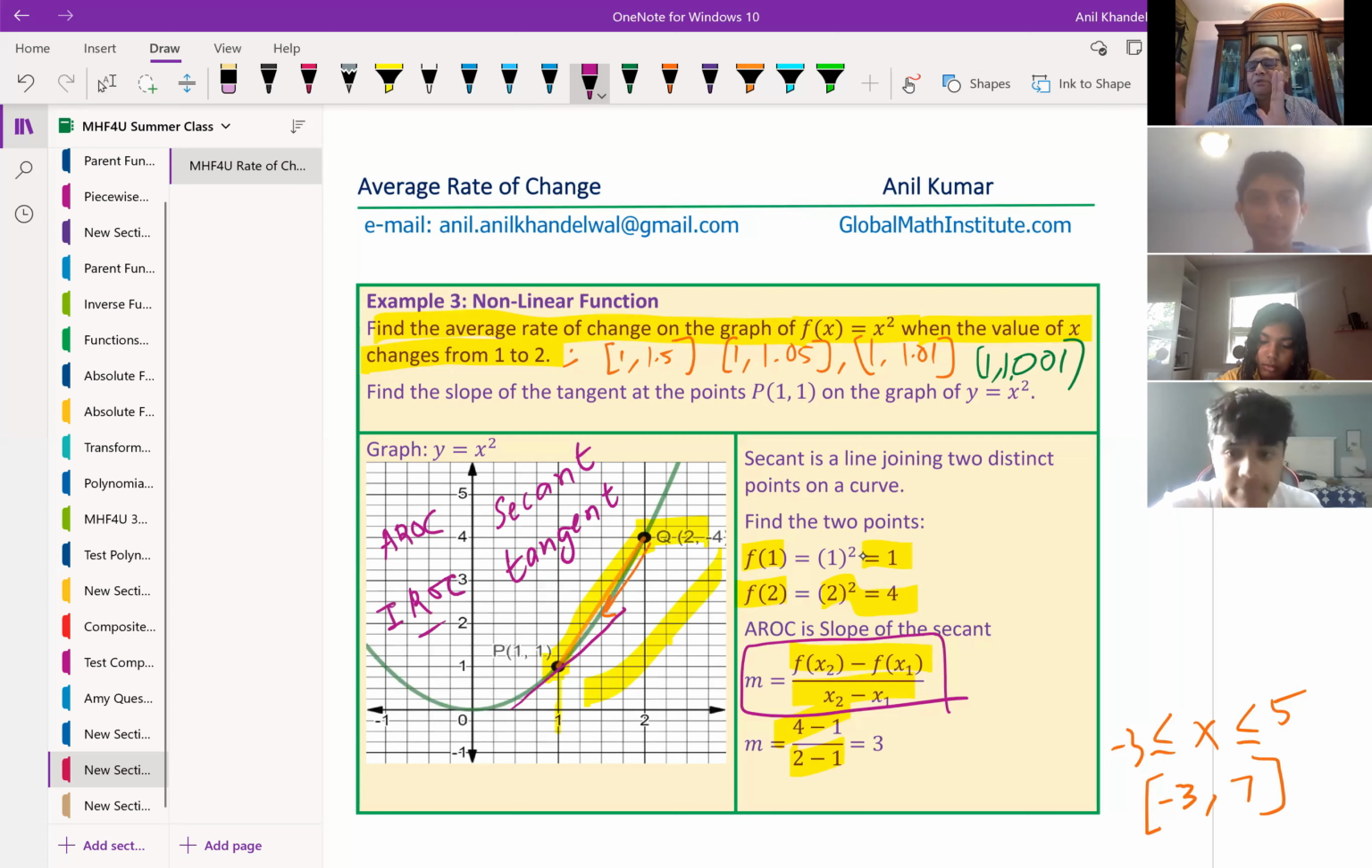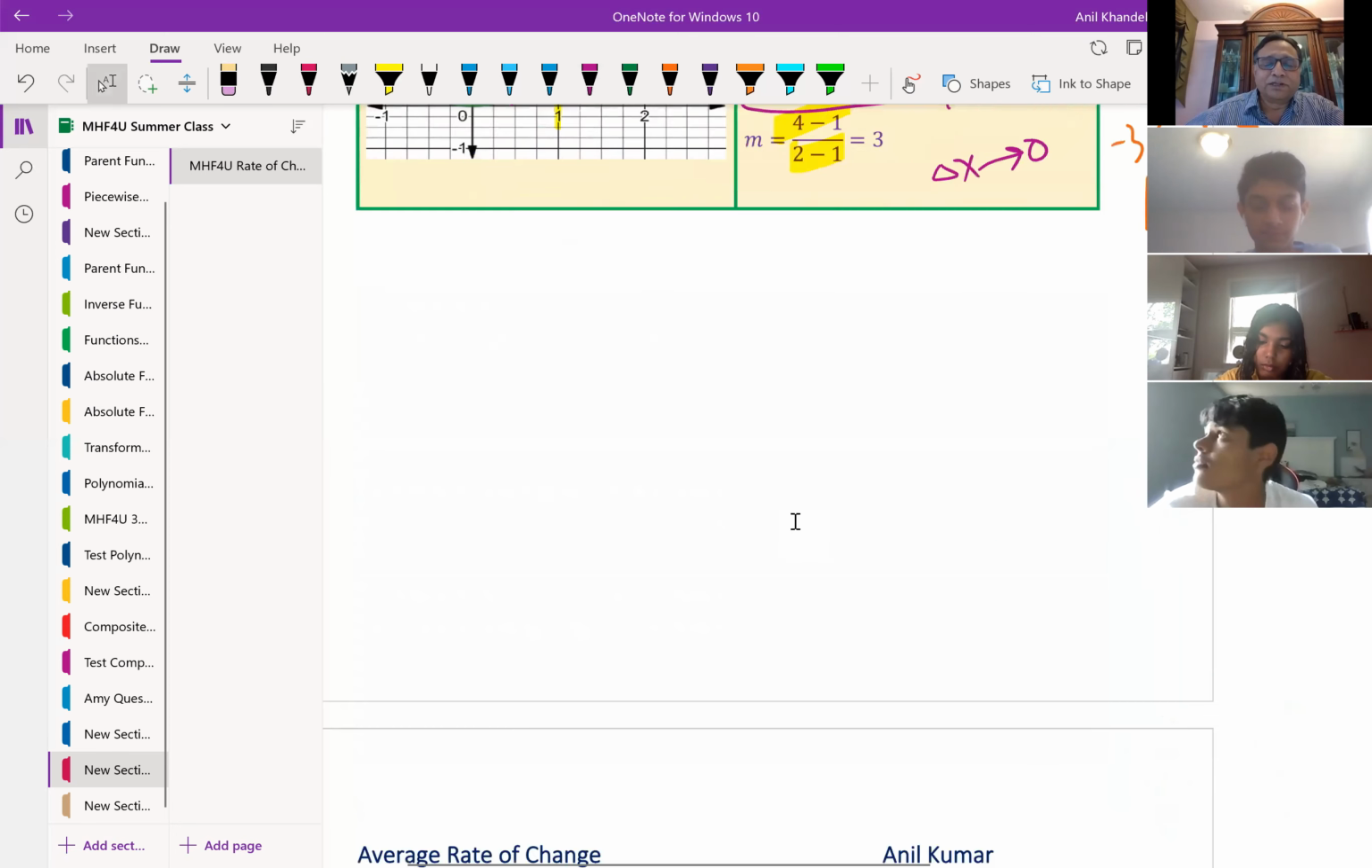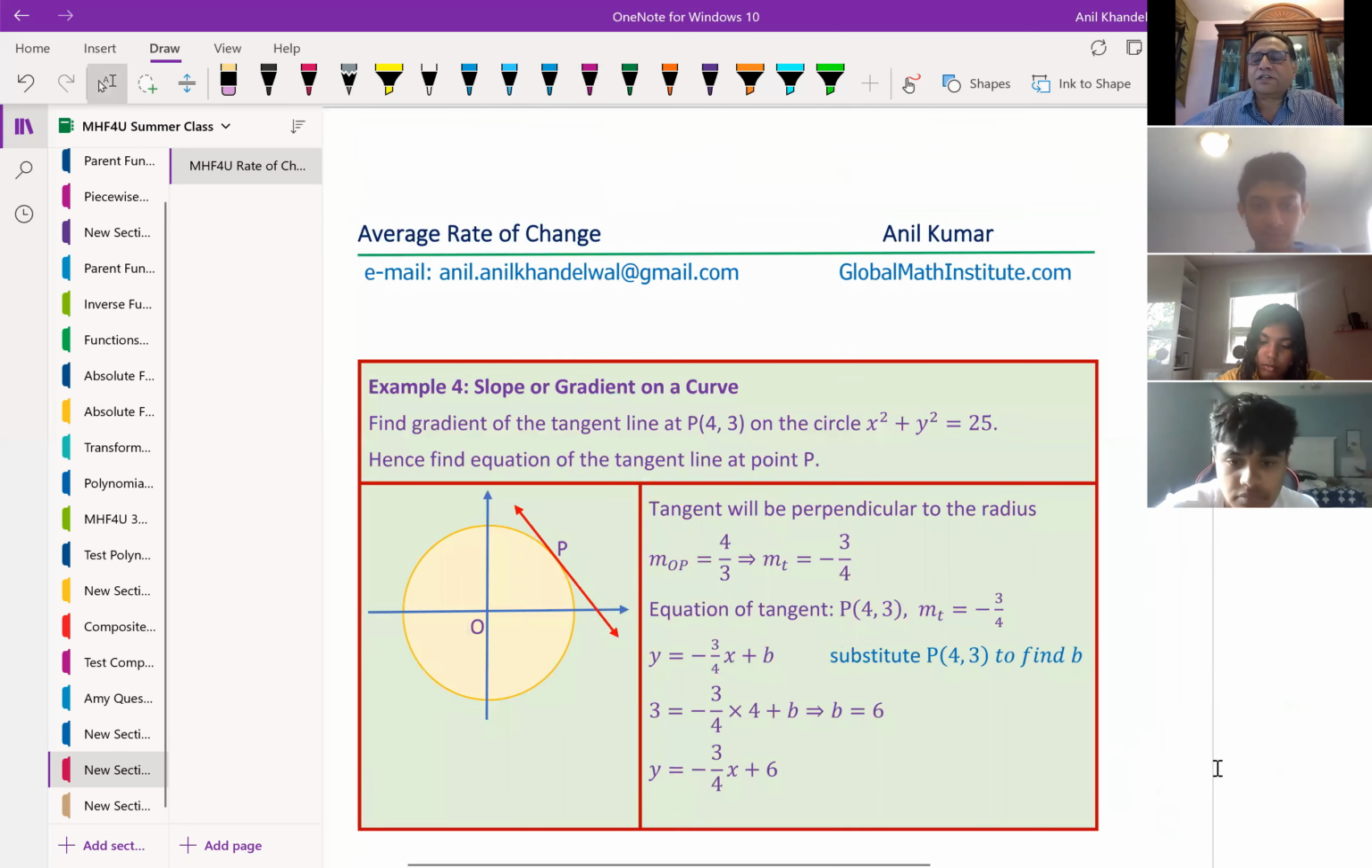The next chapter will converge these values to a very, very small difference. We'll say that delta x is approaching 0. Do you see that? 0.001 is kind of 0. Is that okay? So that's the idea. We'll move there soon. Now, here's a very interesting question.